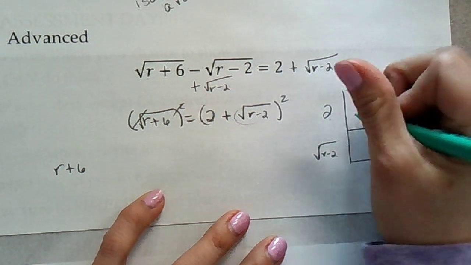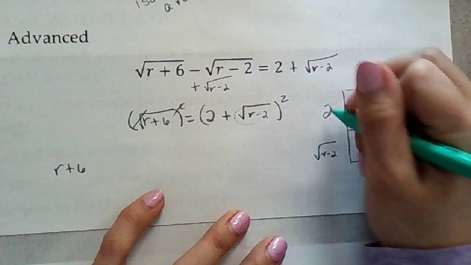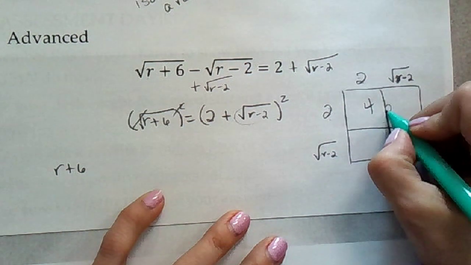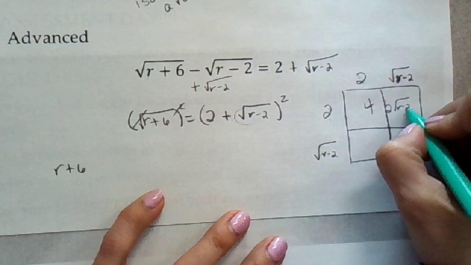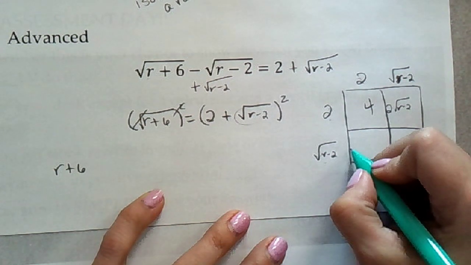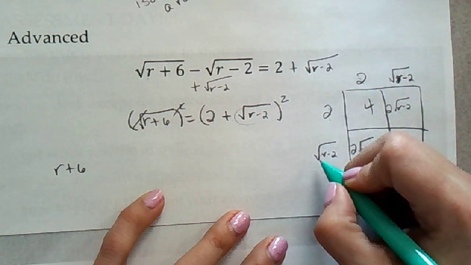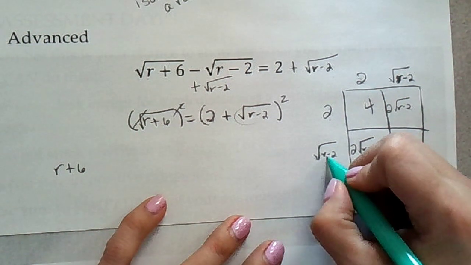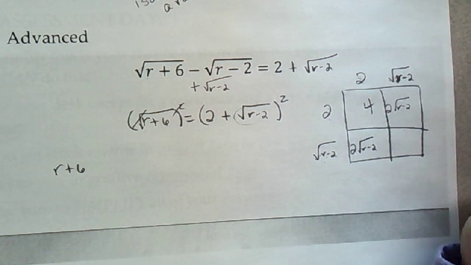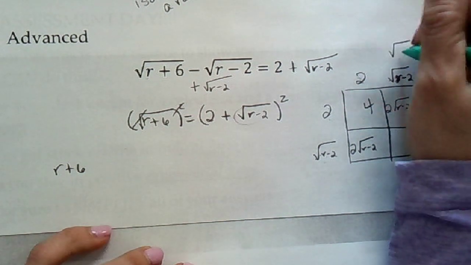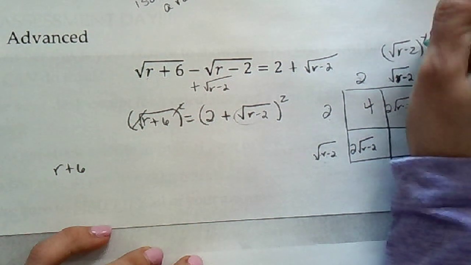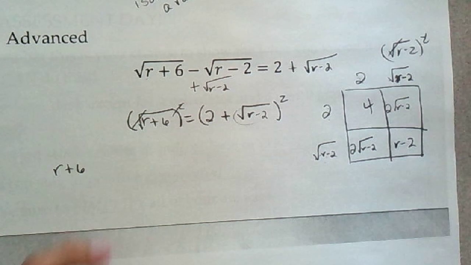Now I just do the multiplication. 2 times 2 is 4. 2 times the square root of r minus 2 is 2 times the square root of r minus 2. 2 times the square root of r minus 2 is 2 times the square root of r minus 2. And then this right here is the square root of r minus 2 times the square root of r minus 2, which is just the square root of r minus 2 squared. So I just end up with r minus 2.